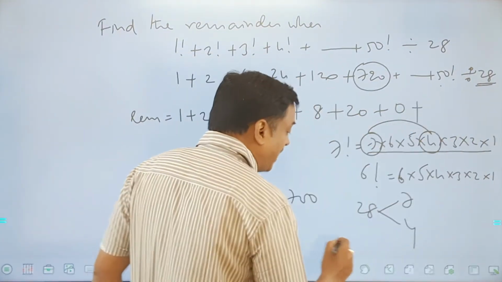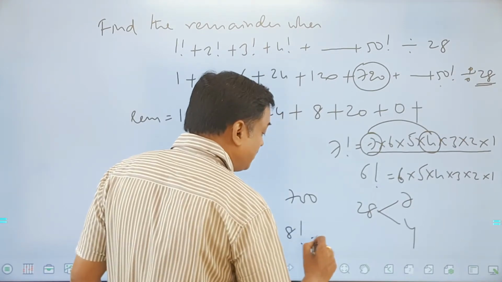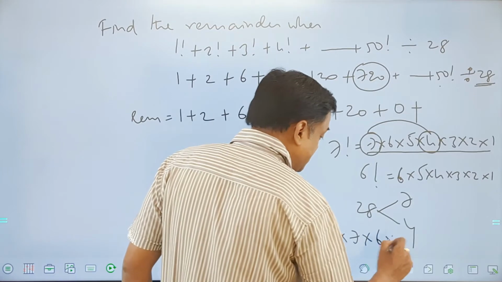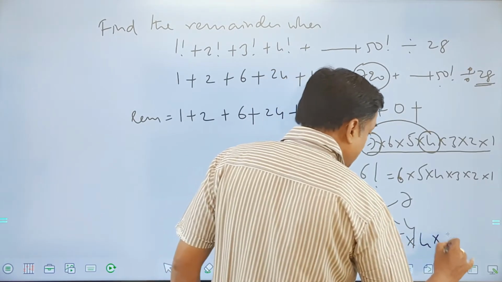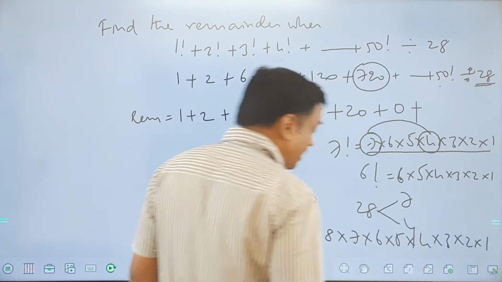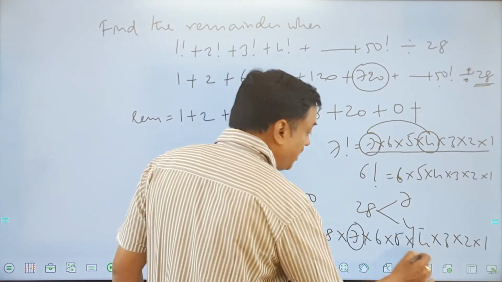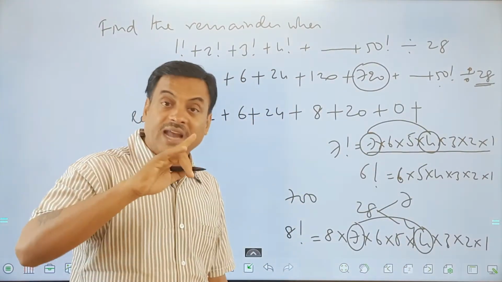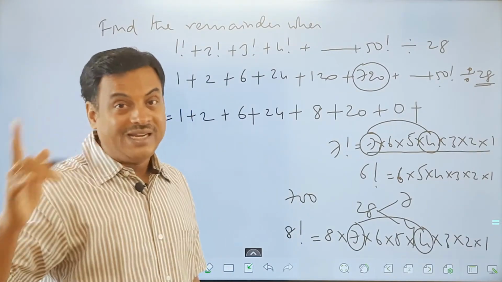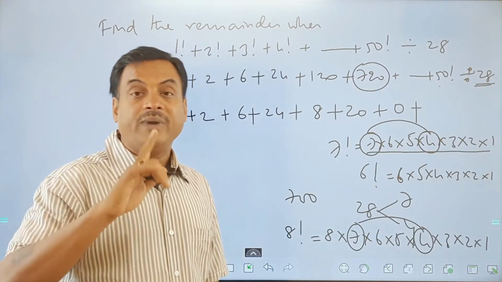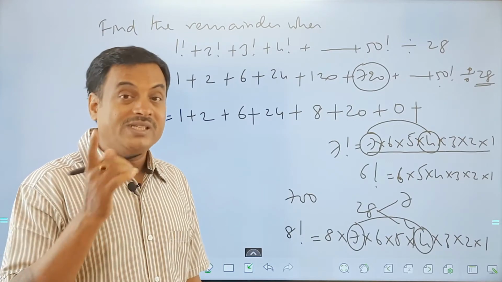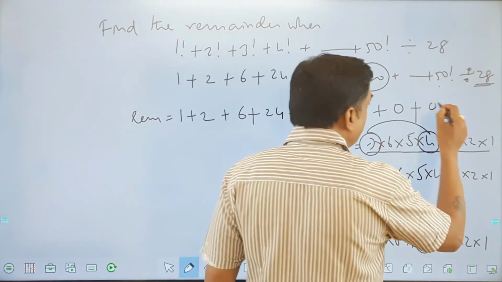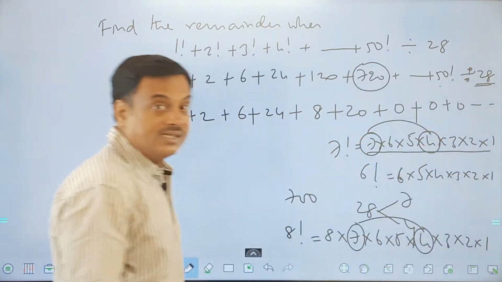And what about 8 factorial? You tell me what should be 8 factorial then? It should be just another 8 here: 8, 7, 6, 5, 4, 3, 2 and 1. This number 8 factorial is also a multiple of 7 and 4. And hence from there 9 factorial, 10 factorial, any factorial from there will be a multiple of 7 and 4 both. So every number from there is a multiple of 28. So from there continuously we will be getting remainders 0.